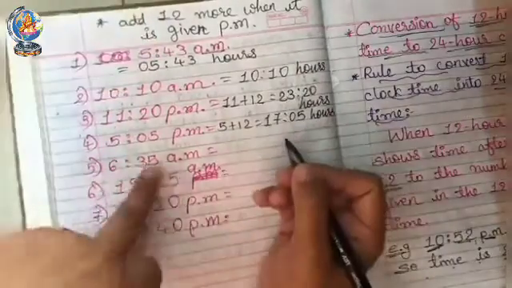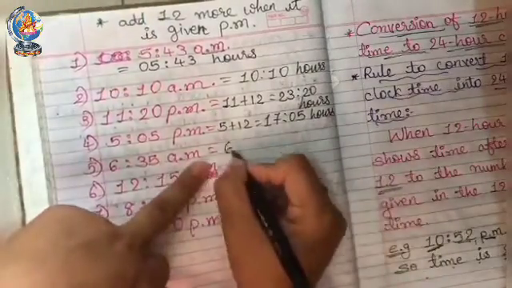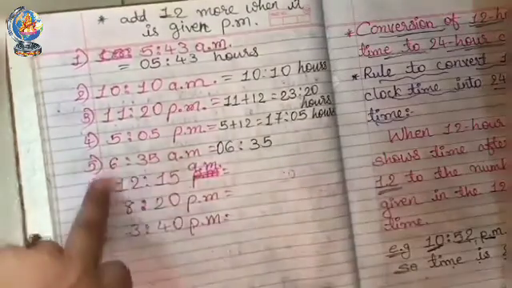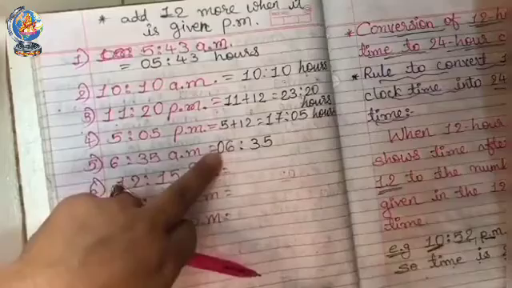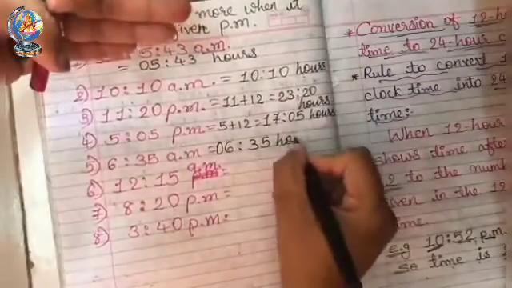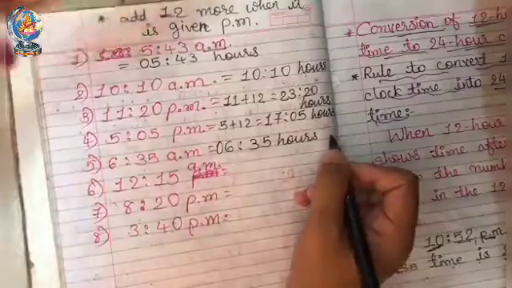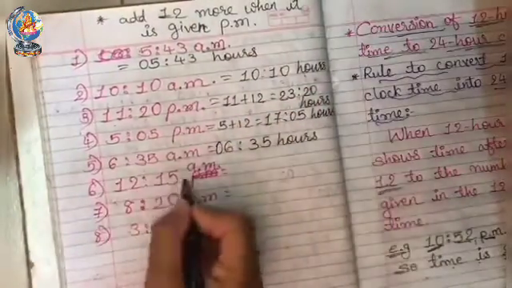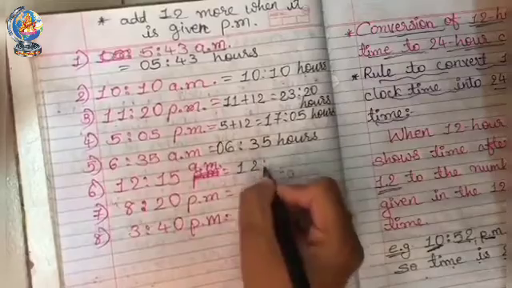6:35 AM. So we are not going to change it. 6:35. We will write 0, but here 0 is not given, so we are going to write a 0. Why? Because we have to write the 24-hour clock format in 4 digits, not in 3 digits. Okay? 12:15 PM. So 12:15 hours.